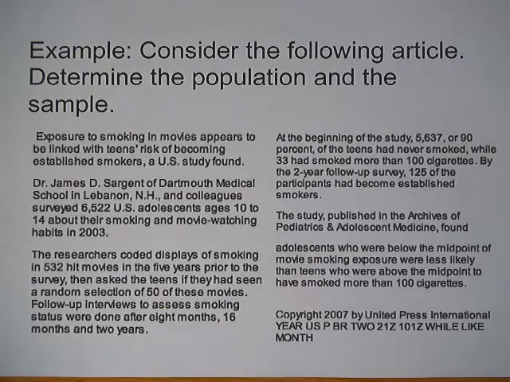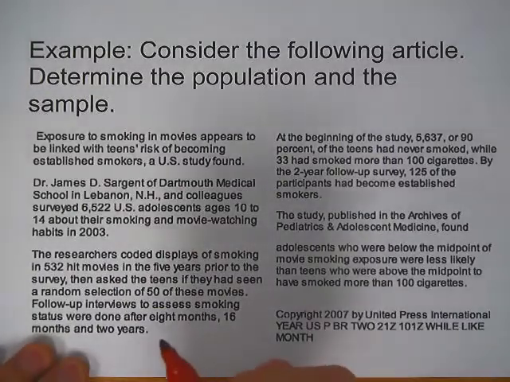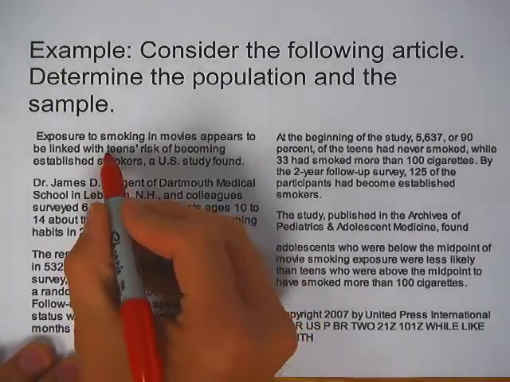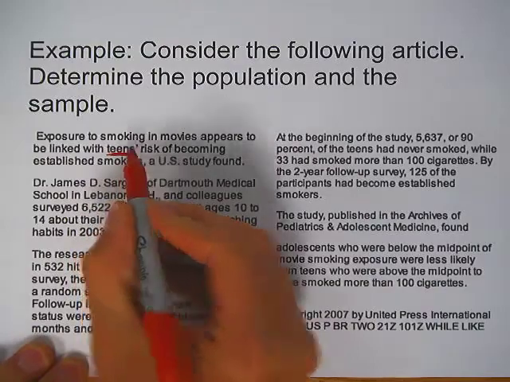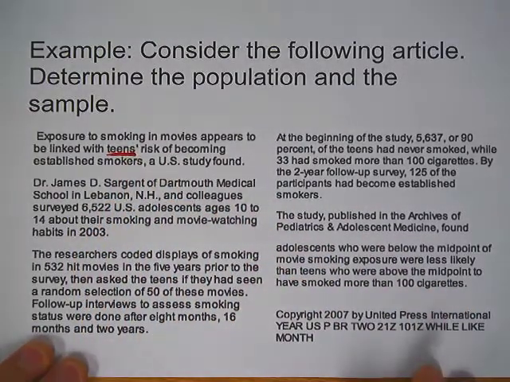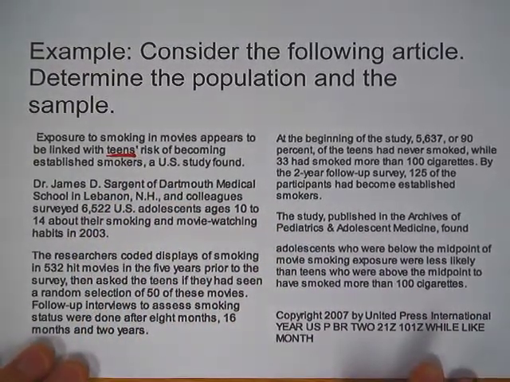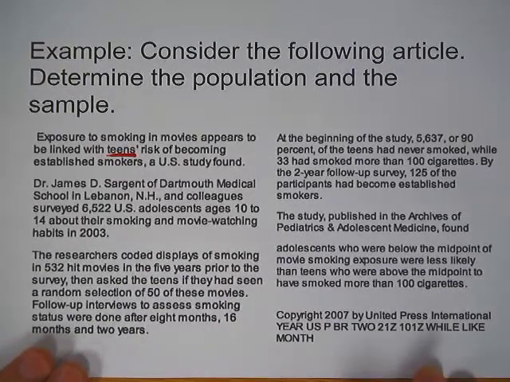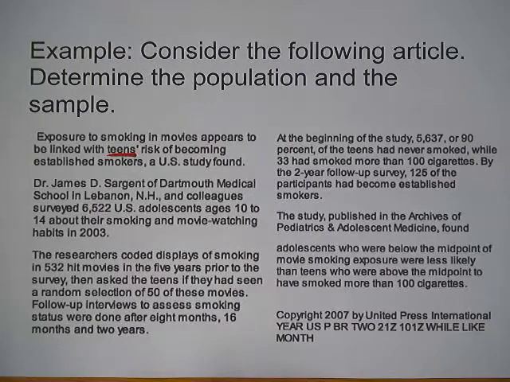Again, population is going to be the broader group of people that we're interested in. And what I would guess is their population is going to be pretty general. Their population here is probably just teens. We'd maybe want to define our population as US teens, but really they're looking for what teens' views are towards smoking. Now the sample, they certainly didn't do a census here.